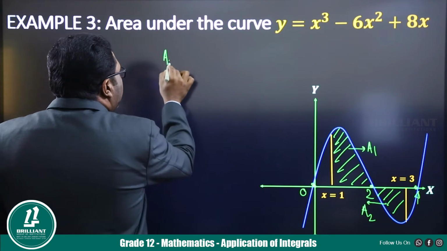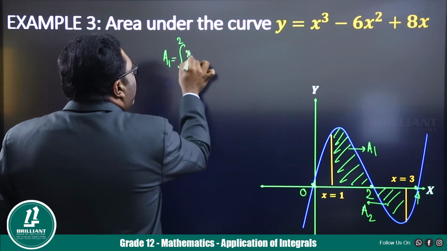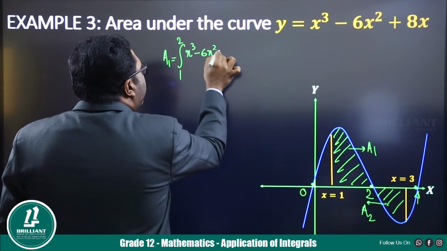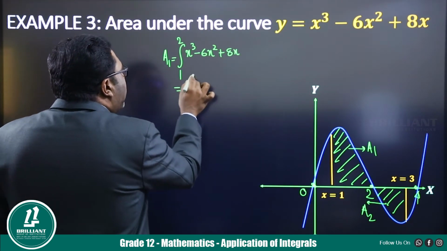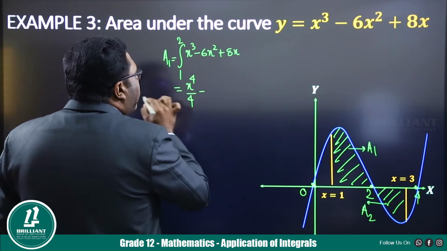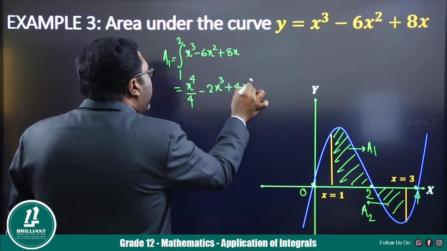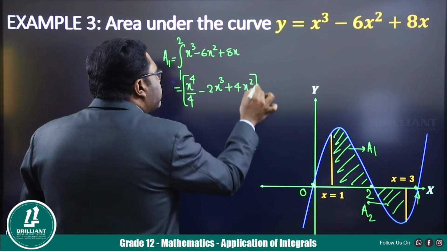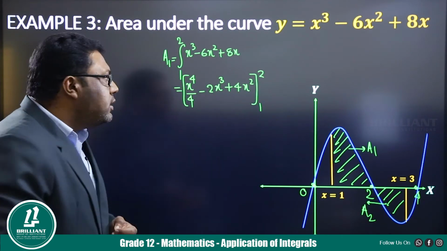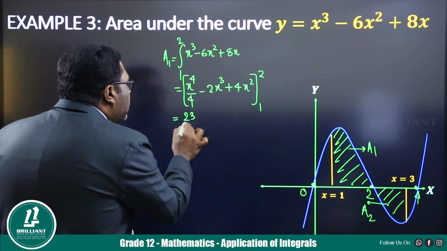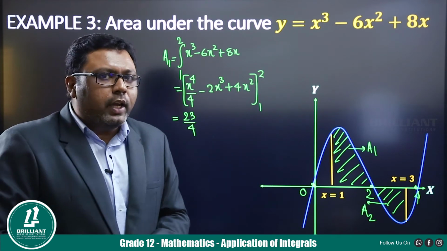A1 is equal to integral 1 to 2 of x cubed minus 6x squared plus 8x. The expression for the integral is x power 4 divided by 4 minus 2x cube plus 4x squared, from the limits 1 to 2. And the value of this integral is 23 divided by 4. Okay, now let's go for A2.